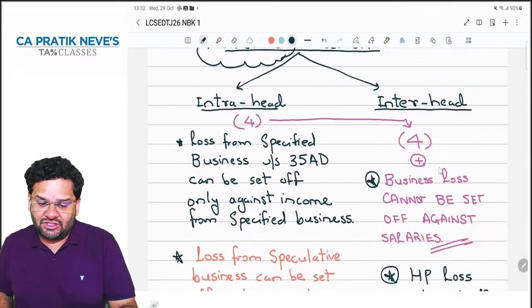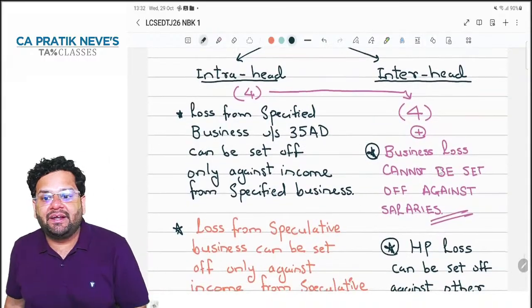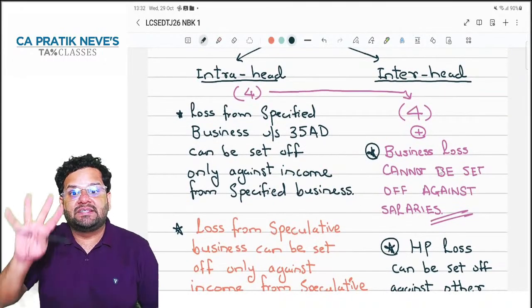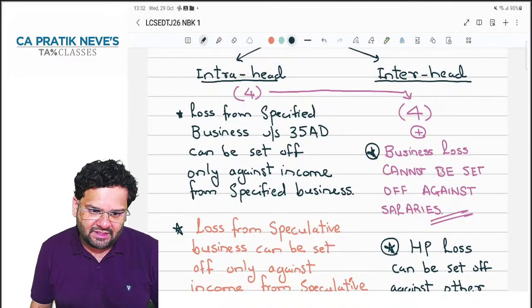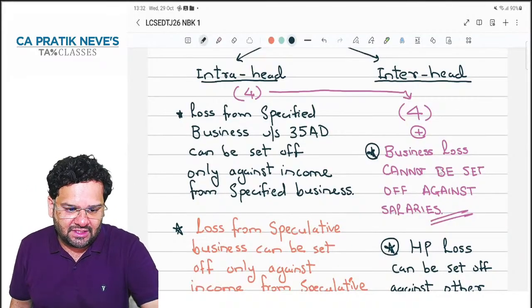Okay, what are the restrictions in intra-head? In intra-head, how many restrictions are there? There are 4 restrictions. Yes, there are 4 restrictions in intra-head.